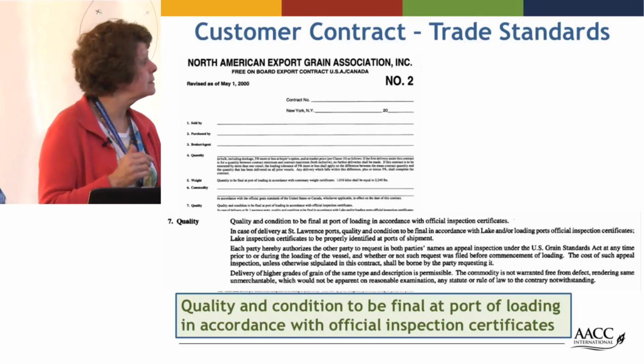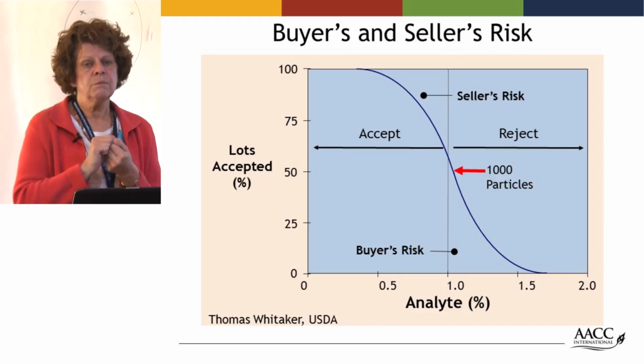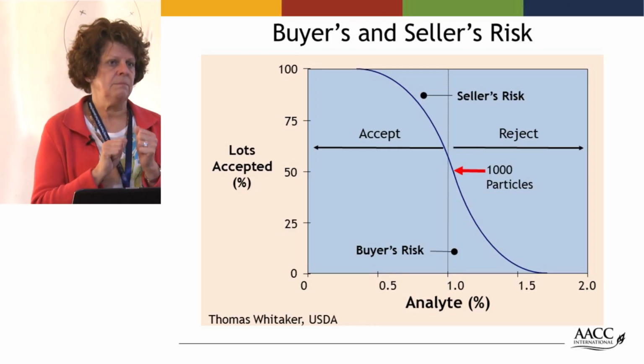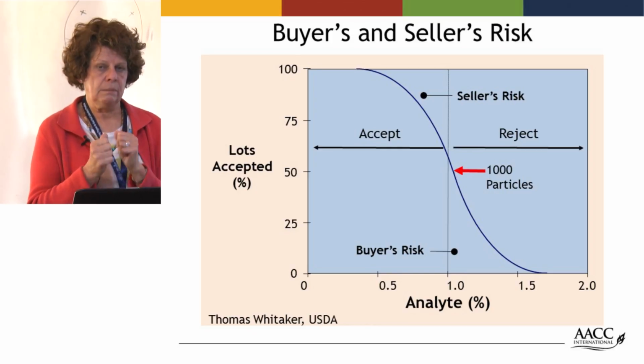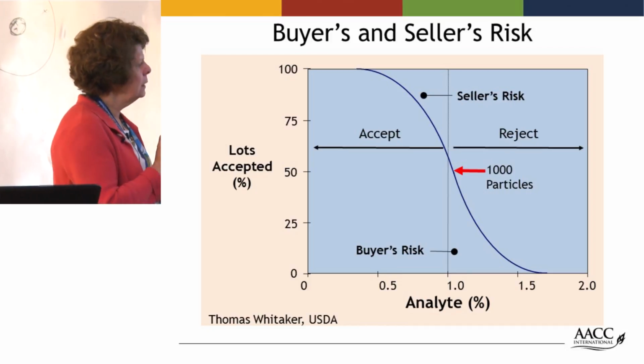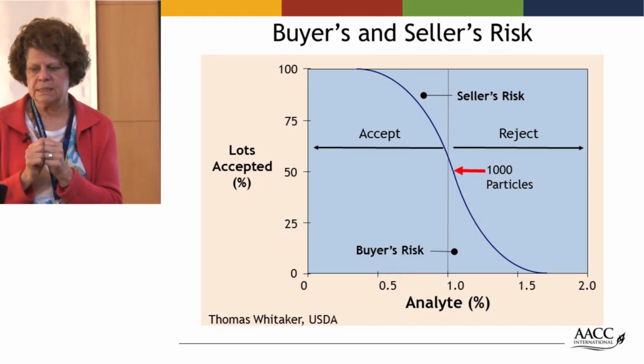Now the buyers and the sellers understand that there will be errors in the system. No sampling and testing method is absolutely perfect. And so they will negotiate as to what level of risk they are each prepared to take.